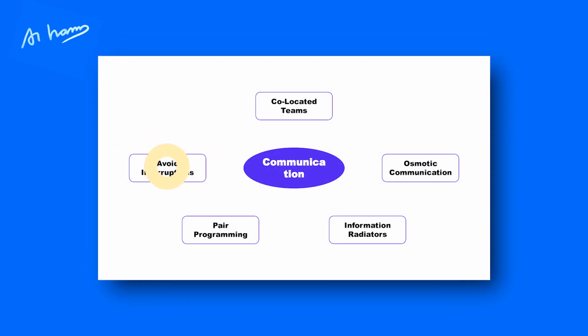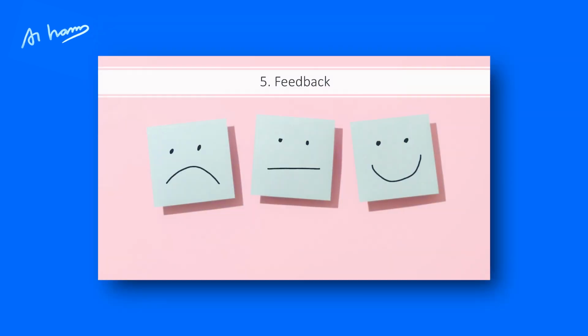Next thing is, we also need to ensure that we are avoiding interruptions, right? We don't want the team to get disrupted, to be disturbed, right? We have to be a kind of shield and stop those interruptions. So that's about the communication value. Let's go to the next value.